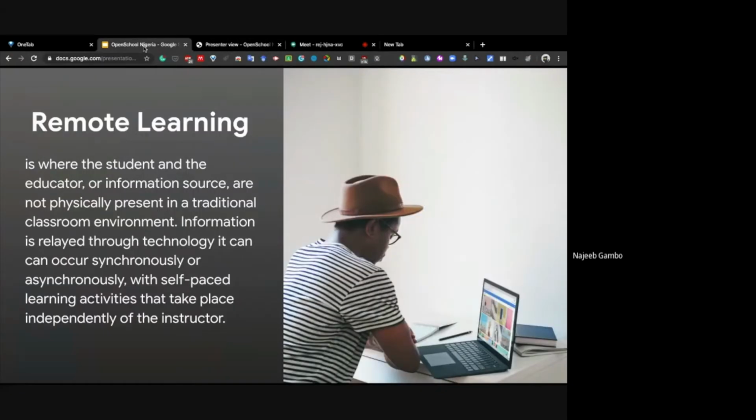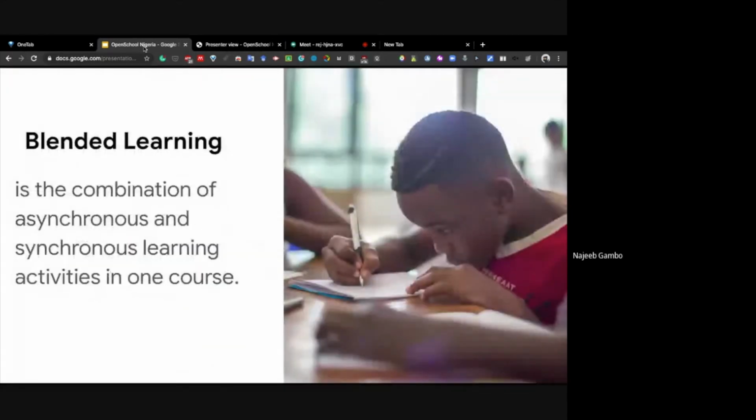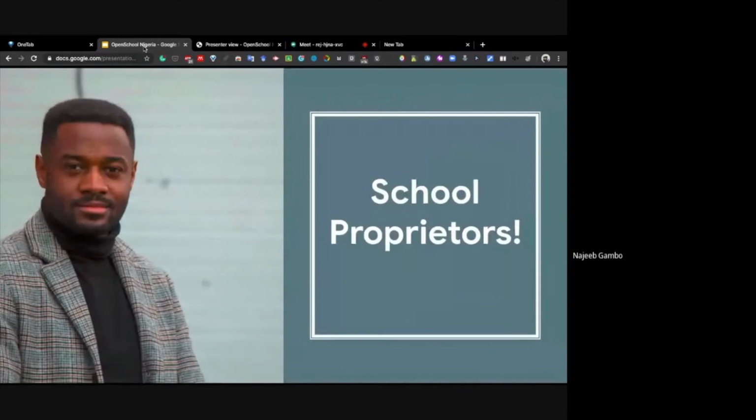So that is remote learning for you. The next is to understand what we mean by blended learning throughout this presentation. When we talk about blended learning, we refer to the combination of asynchronous and synchronous learning activities in one course. A situation whereby students will be at class physically and sometimes they will take lecture online. That is what we call blended learning.